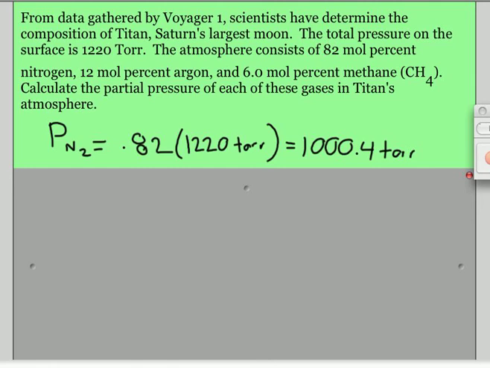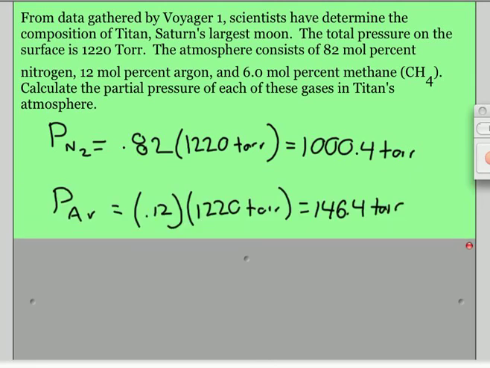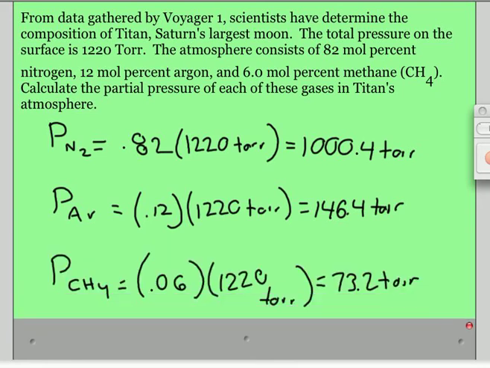So if I do argon, argon's 12%, or 0.12, times the total pressure, which is 1,220 torr, and that gives us 146.4 torr for argon, clearly a little bit less. And then the last one, methane, is really small. It's only 6%, or 0.06. So I multiply it by the total, and it's 73.2 torr.